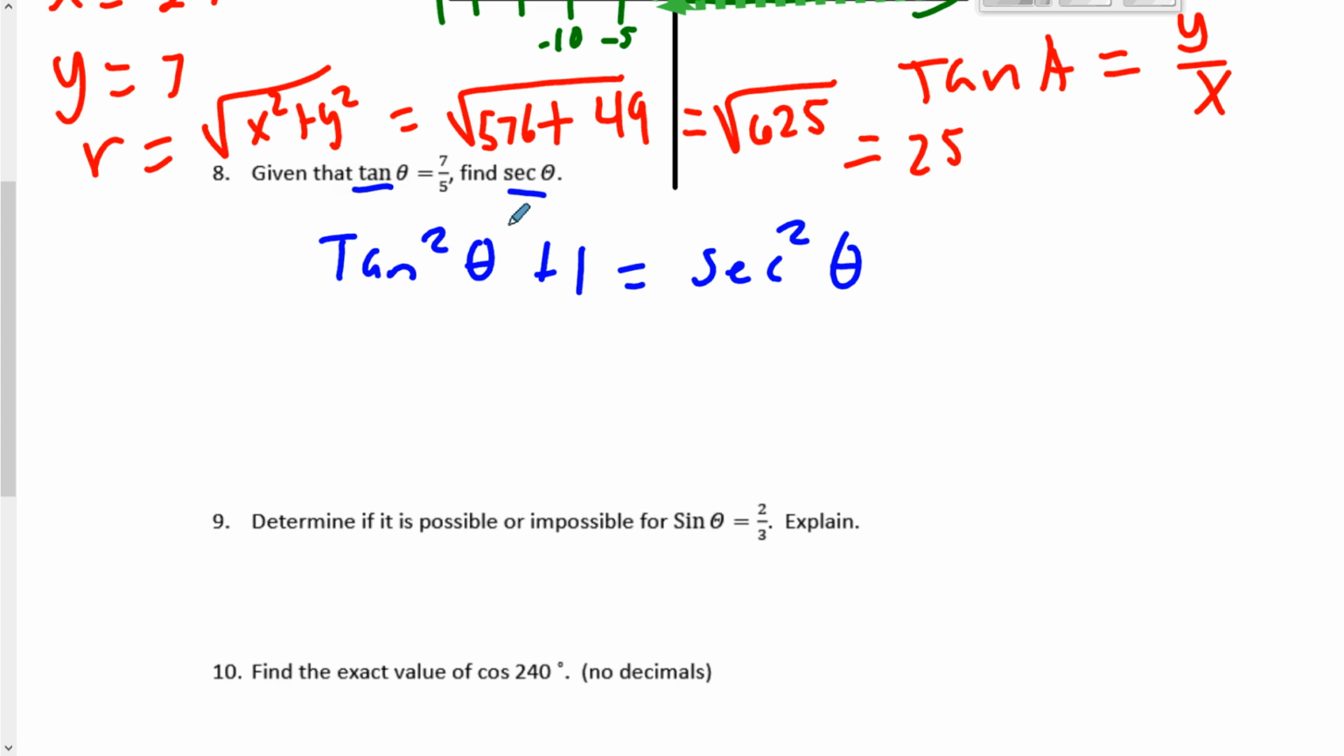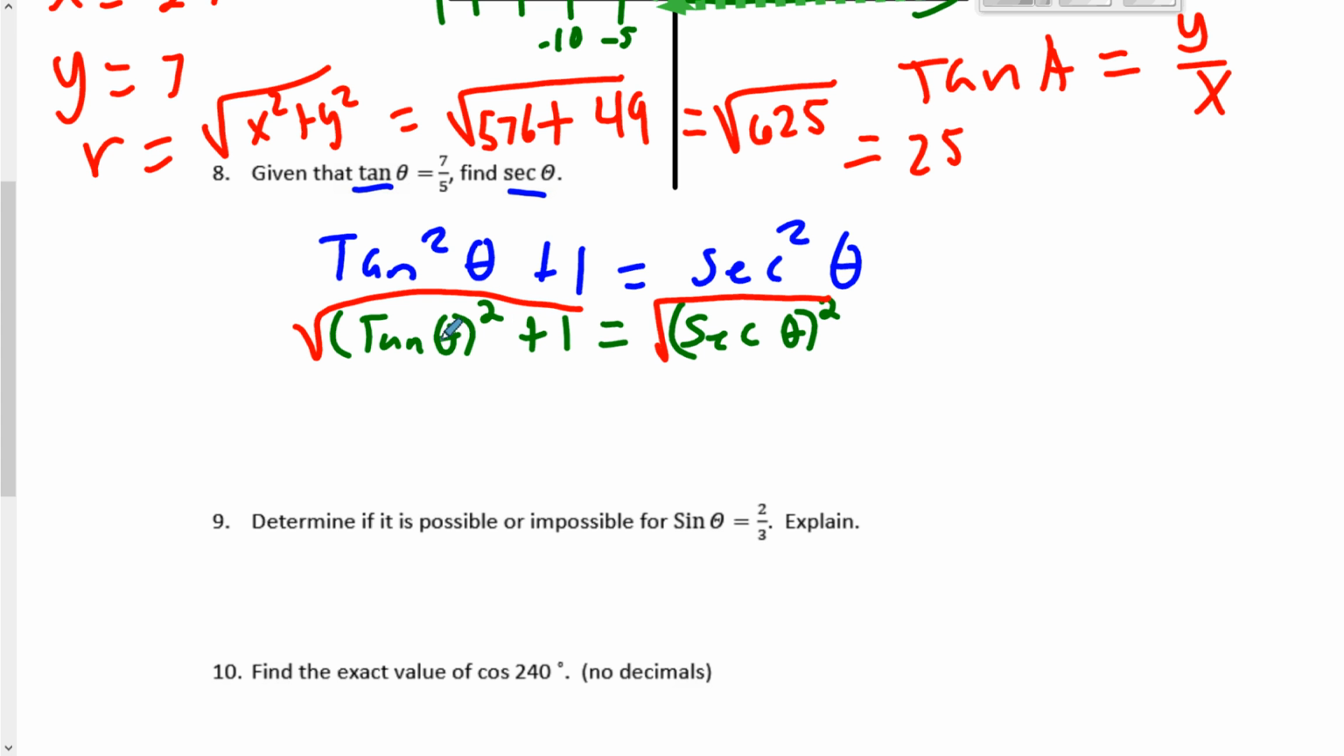Well, here's a formula that has both of those trig functions in it. Another way to represent this is tan squared theta plus 1 equals secant squared theta, so I don't square my theta, I'm squaring tangent. I don't know secant, I'm trying to find secant, but this is secant squared, so how can I get rid of that squared here? I square root both sides.